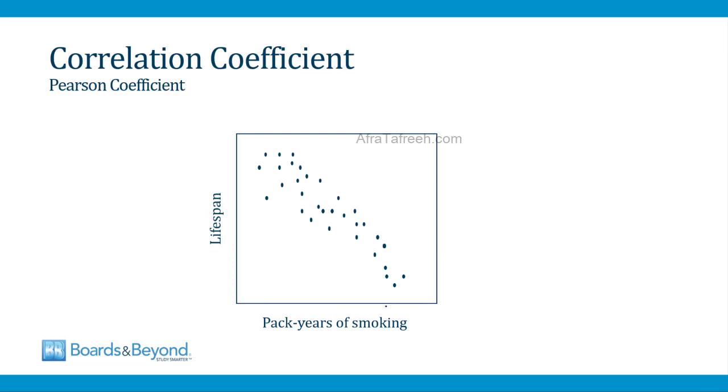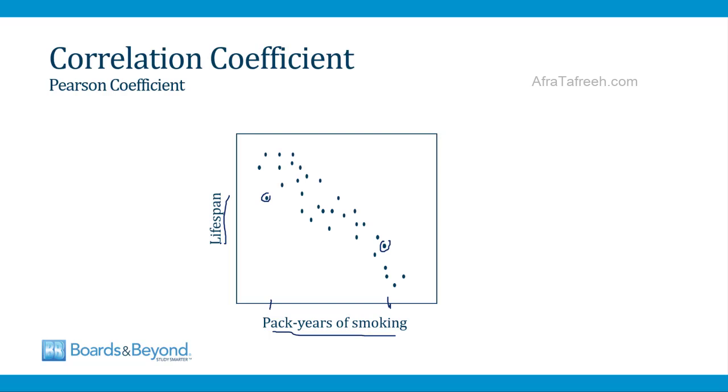There's scatter in the data because some individuals who have smoked a lot still manage to live somewhat longer lives, and some individuals who have not smoked much still live somewhat shorter lives, and that's because other things besides smoking affect lifespan. Smoking is just one factor, but there are many others. So a correlation coefficient attempts to describe the relationship between smoking and lifespan, and to describe how much of lifespan is associated with pack years of smoking.